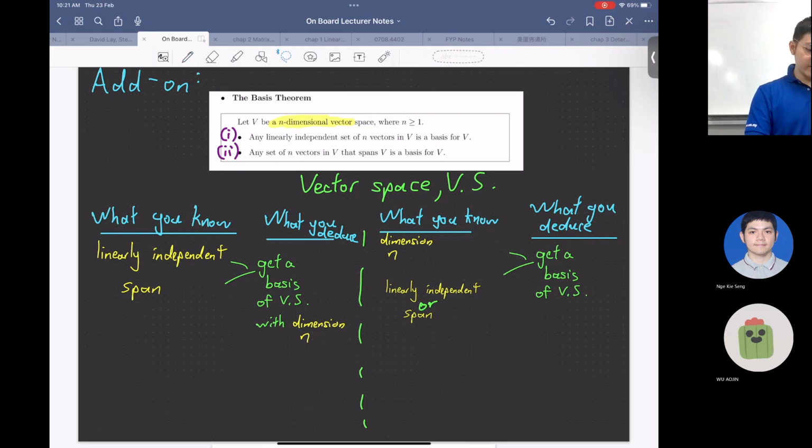So through this basis theorem, if you happen to know the dimension of your vector space, then you just need to check linearly independent or span, then you can deduce you get a basis. You don't need to check both. Typically you need to check both, but let's say you know the dimension of your vector space, then check one is enough by this theorem. This is the key point of this theorem. There's no useless theorem that we will introduce if there's nothing to use.